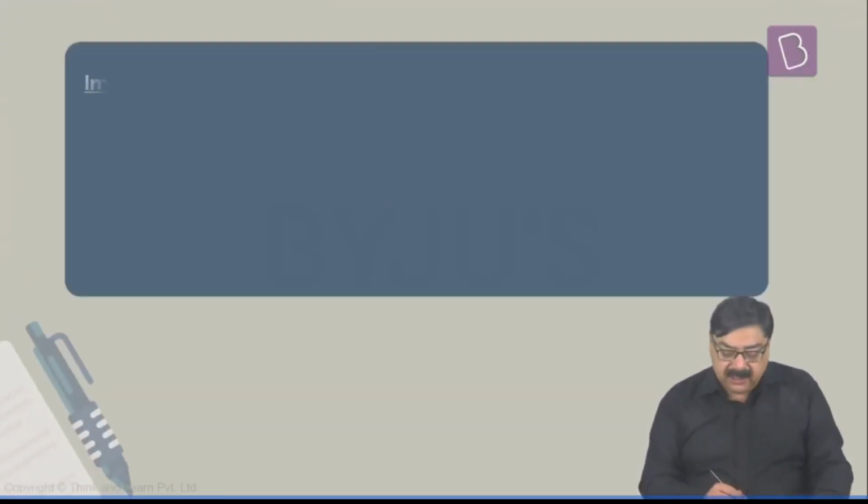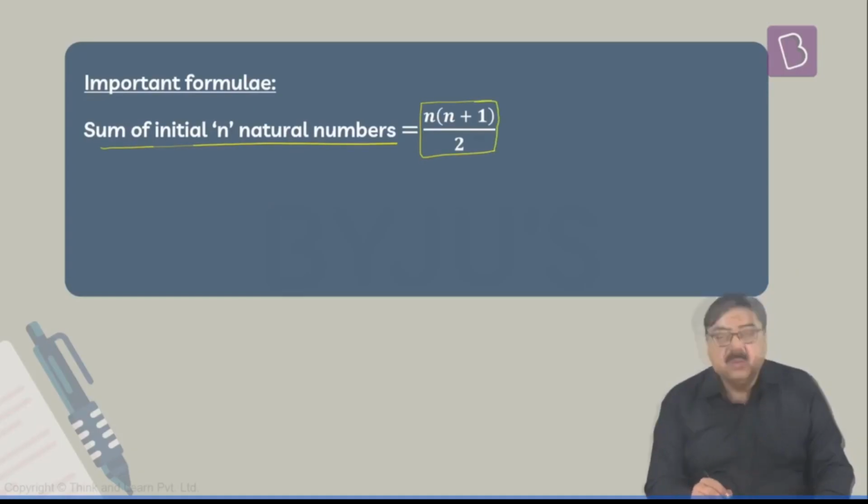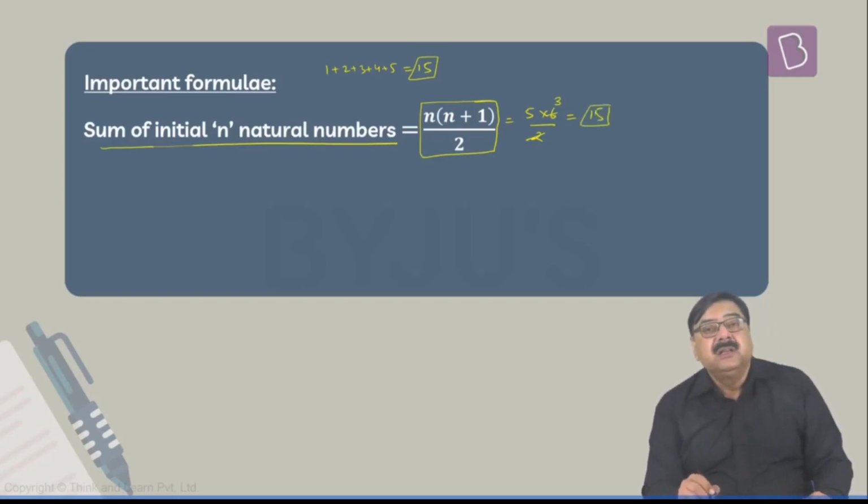Now some important formulas here. Sum of initial n natural numbers is n into n plus 1 by 2. Let us say you have to find out the sum of first 5 natural numbers. So 1 plus 2 plus 3 plus 4 plus 5. You know the sum is 15. That is the answer. But rather than doing that, you can simply write it as 5 into 6 by 2. 2 and 6 cancel by 3. So you get 15.